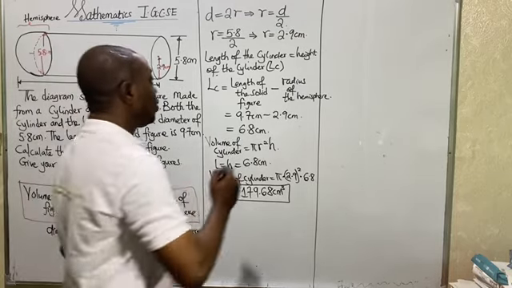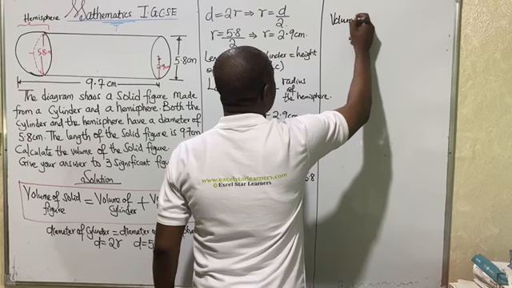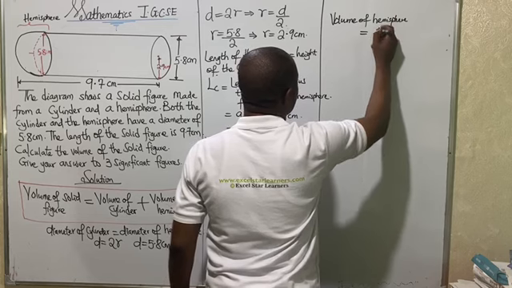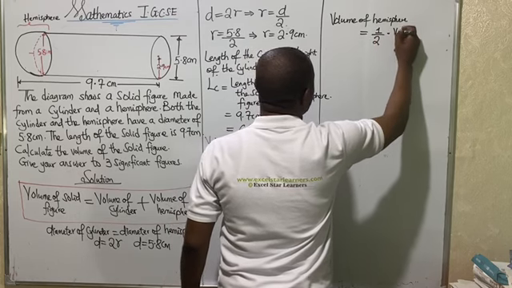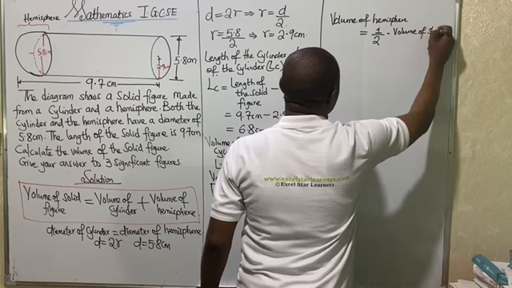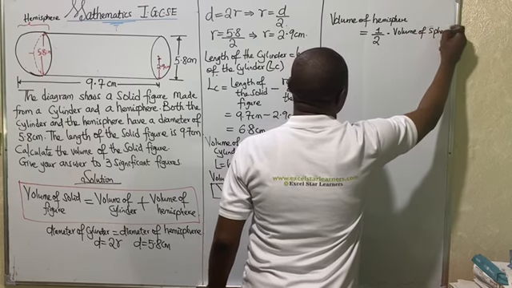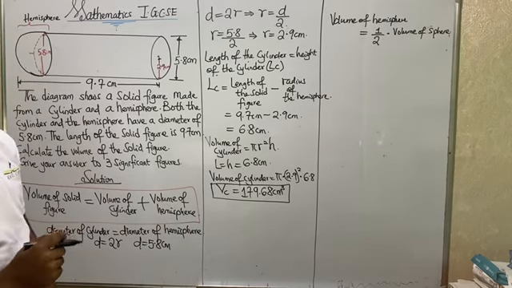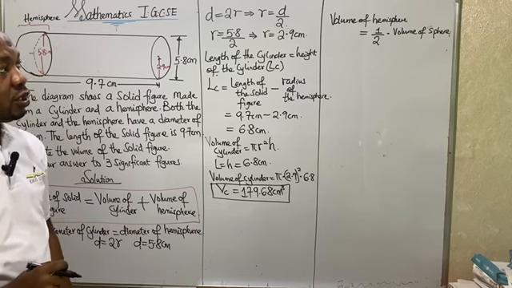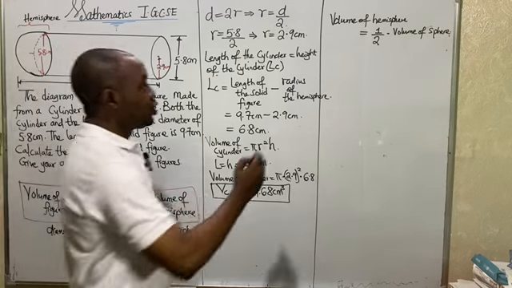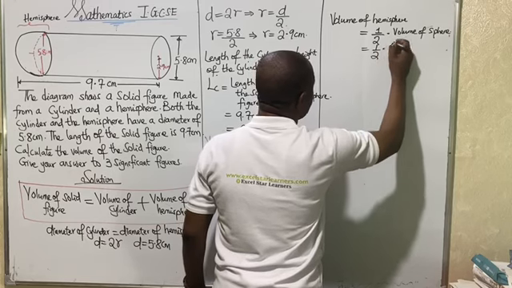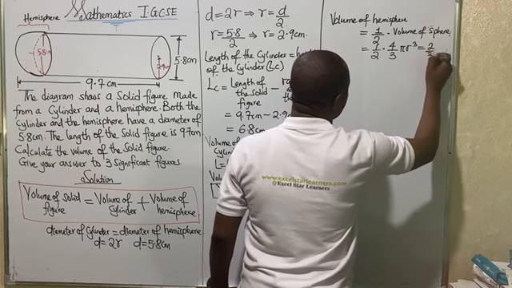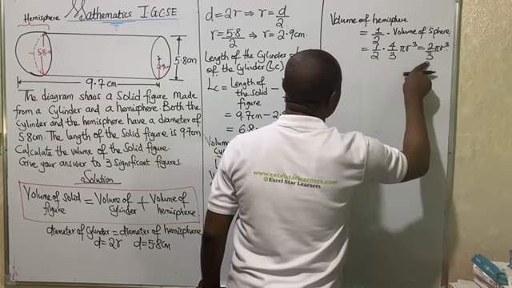So now let's calculate the volume of the hemisphere. The volume of a hemisphere is one half of the volume of a sphere. The volume of a sphere is 4/3 pi r cubed, where r is the radius. Half of a sphere is a hemisphere, so this is 1/2 times 4/3 pi r cubed, which becomes 2/3 pi r cubed.